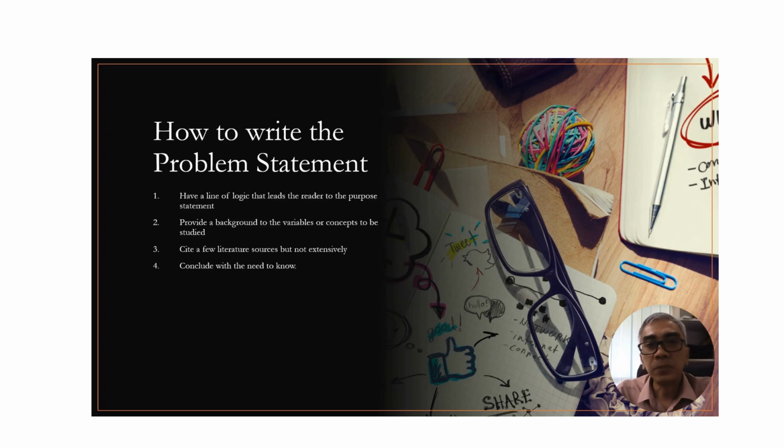A strong problem statement must have a clear line of logic. This means your idea should flow naturally from general context to specific problem. You should also provide background to the variables or concepts being studied and support your argument with selected literature. Not too much, but enough to justify your claim. Most importantly, your problem statement must end with the clear need to know. This is what leads directly to your purpose statement.